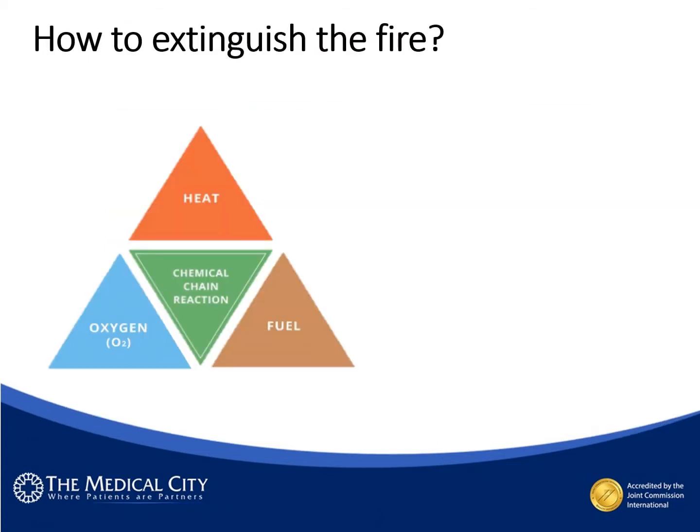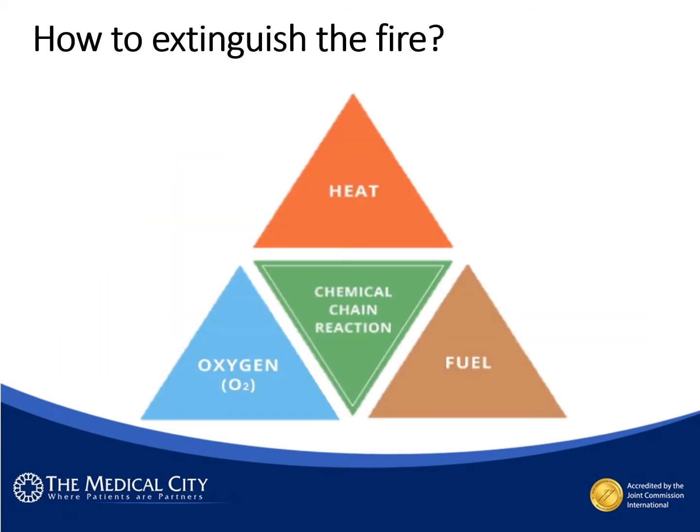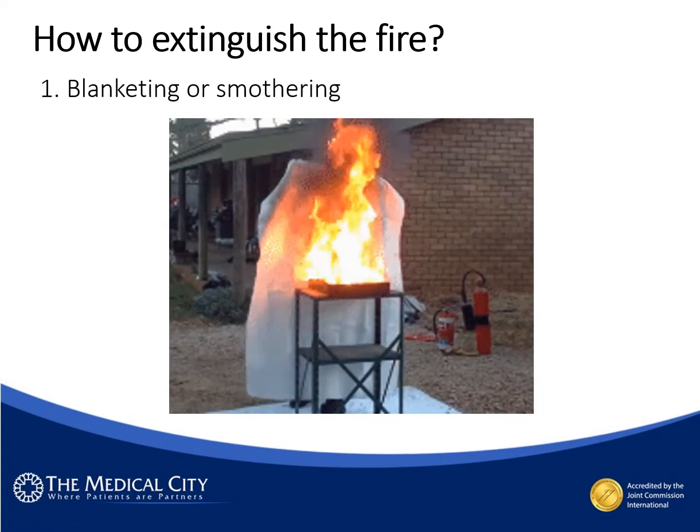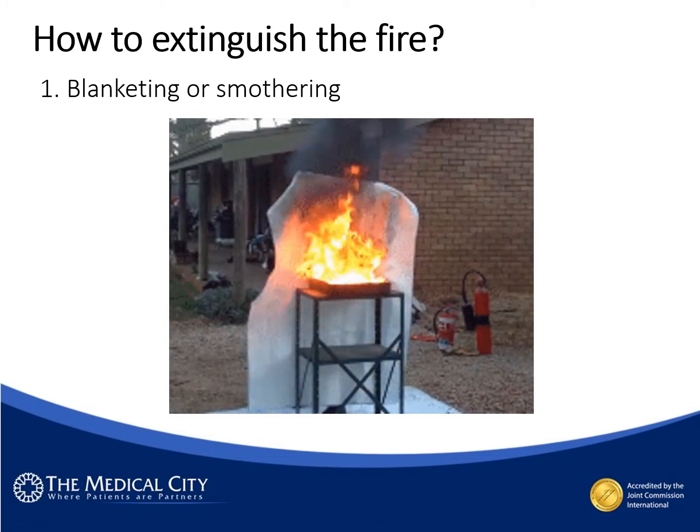So now, how do we extinguish the fire? As fire is primarily a chemical reaction, removing one or more of the three elements of fire will prevent the chemical reaction from taking place. As one of the key elements of fire is oxygen, we can use the method of blanketing or smothering, wherein a fire-resistant blanket is often used to eliminate or deplete the oxygen to a level below 16%.